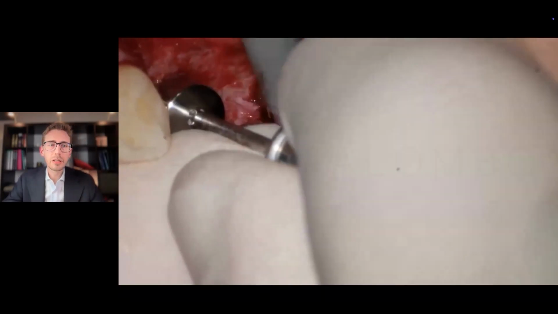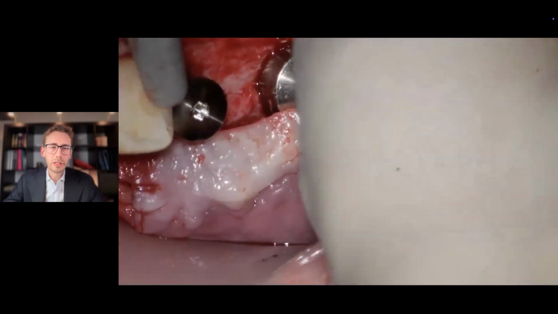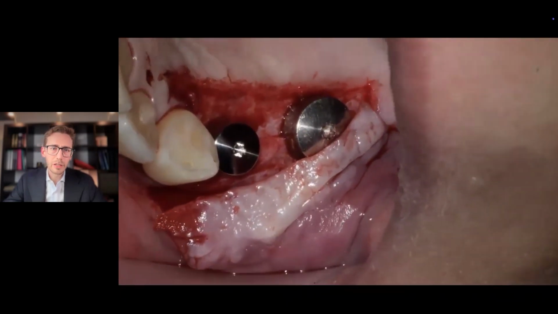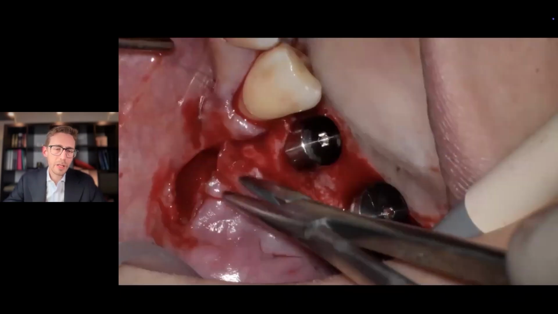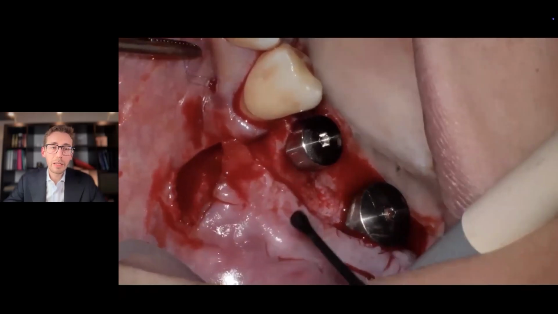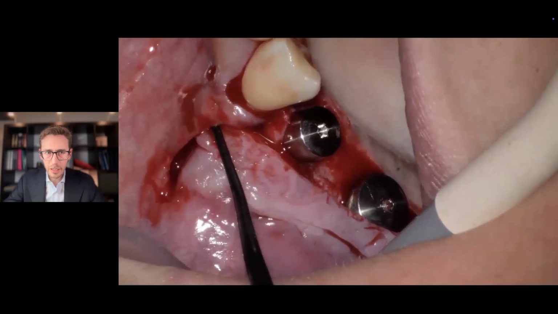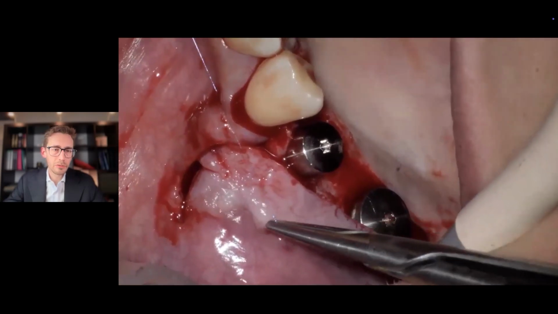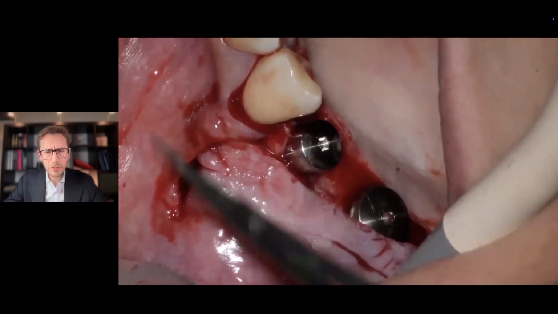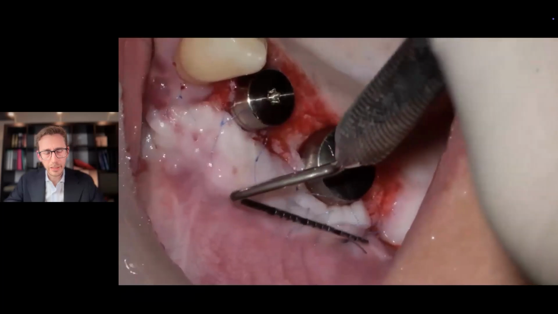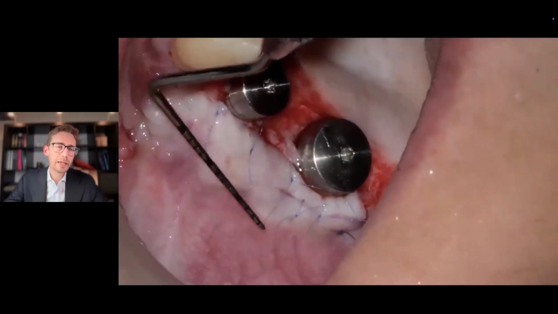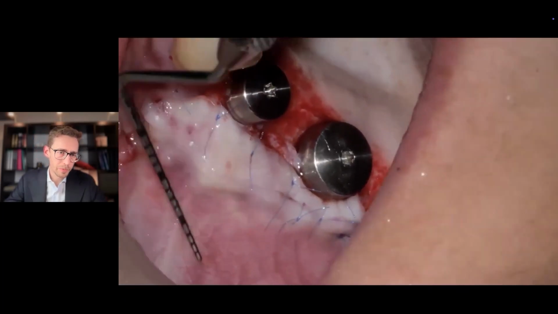So you see the removal of the cover screws and the placing of higher healing caps, and the stabilization of our apically repositioned flap on the buccal aspect of our two implants. You see the placement of the connective tissue graft inside the pouch, and you see the stabilization of the apically repositioned flap at the buccal aspect of the healing caps.